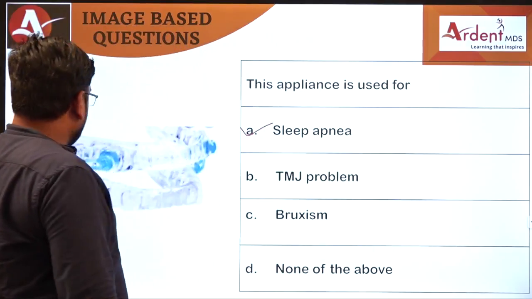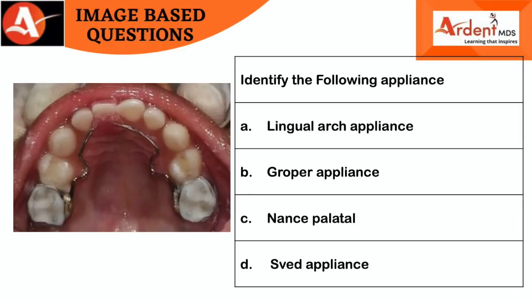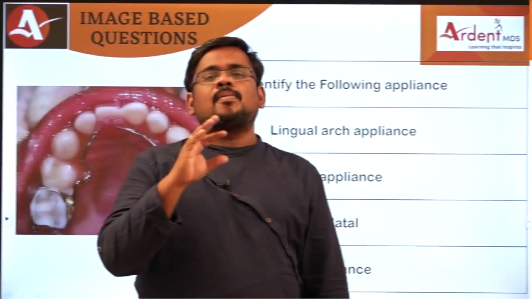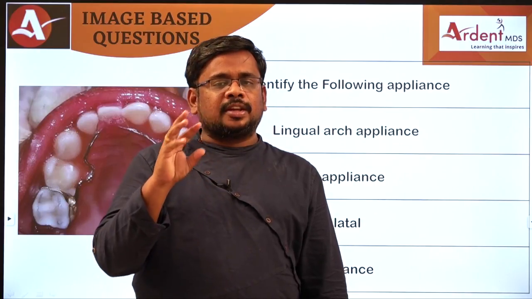Coming to the next question, what is this appliance called? Again, this is an easy one. This appliance is called a Groper appliance. And what is the use of this appliance? This appliance is mainly used in pediatric practice. When a child is affected by either early childhood caries or a dental traumatic injury and has lost the anterior teeth, for the purpose of aesthetics we go for a Groper appliance in which the teeth are replaced with composite. So this is called an aesthetic prosthesis.